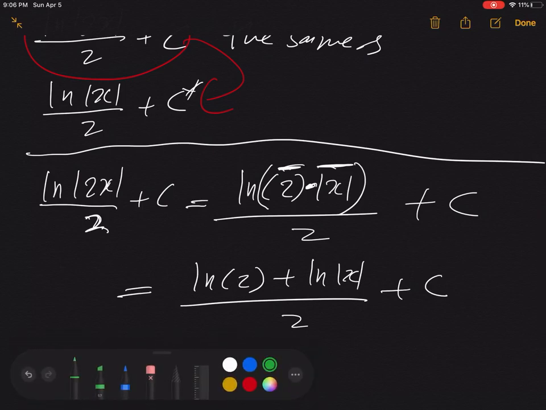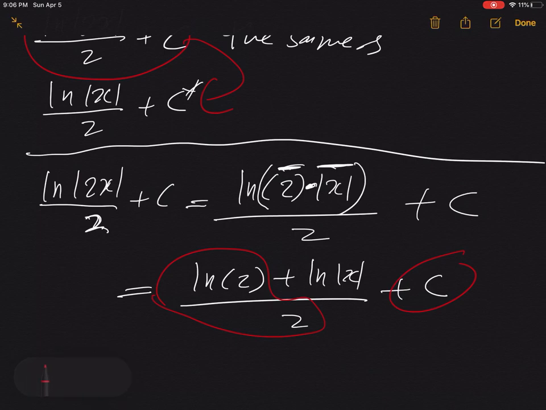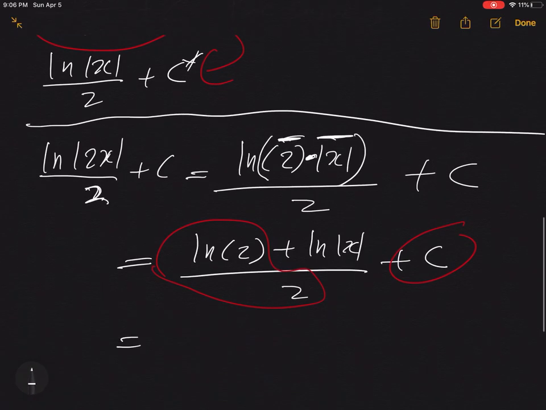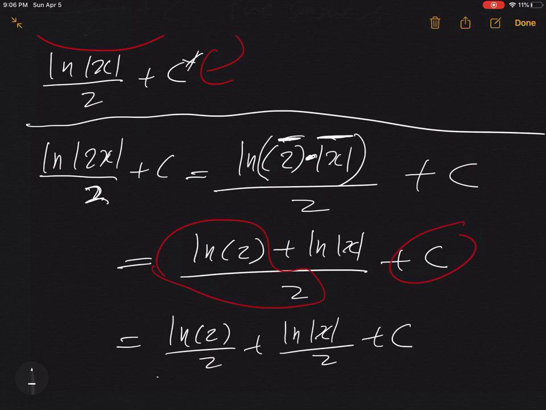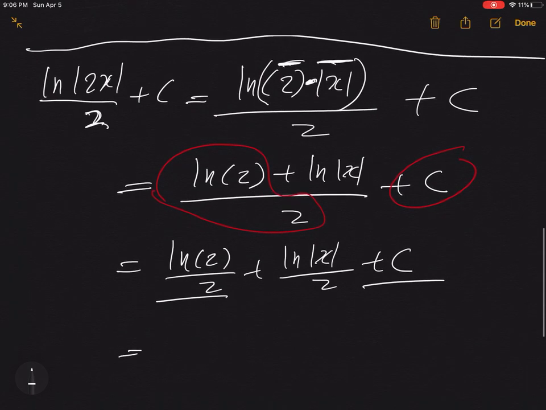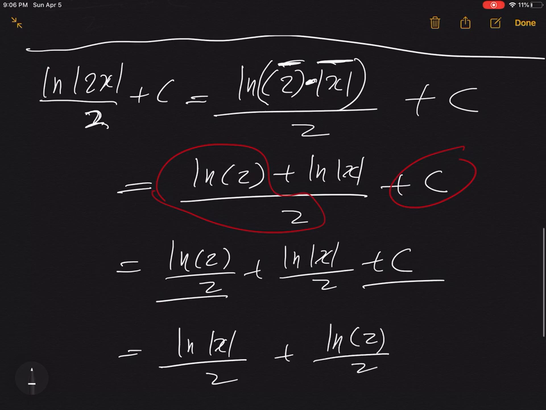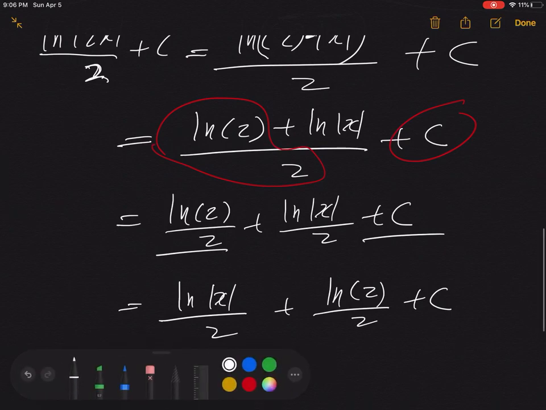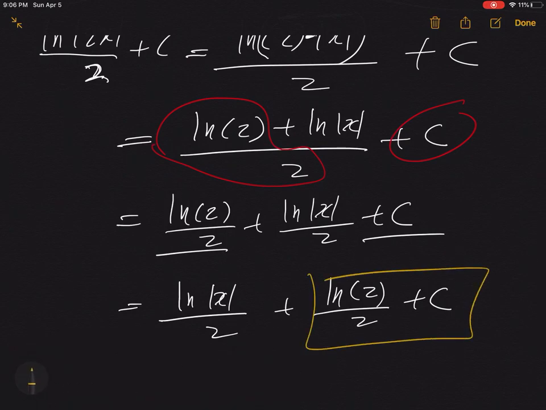Notice that all of these are constants. This is a constant and this is a constant, so we can split this one fraction into two fractions. So this becomes ln of 2 over 2 plus ln of absolute x over 2 plus c. Combining this and that constant, we get ln absolute x over 2 plus ln of 2 over 2 plus c. And this is all just one constant.